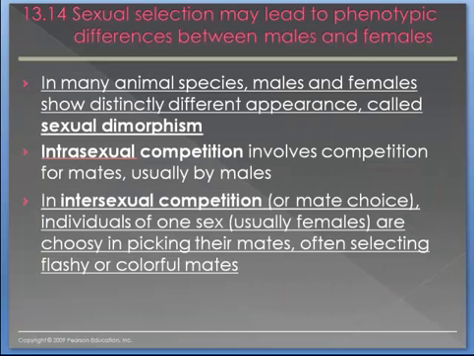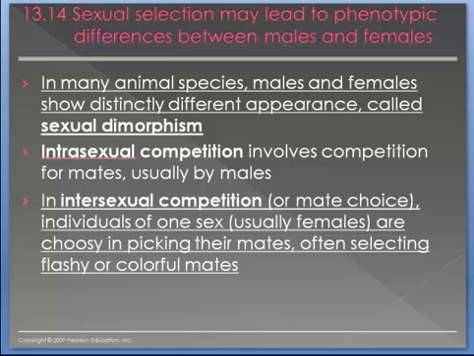Sexual selection is when individuals pick and choose who they mate with, and usually the stronger or the more beautiful, and therefore also most healthy individuals reproduce. And so in many animal species, males and females look different from one another. And this is called sexual dimorphism. It means males look different than the females.